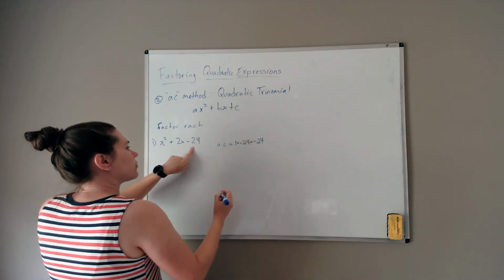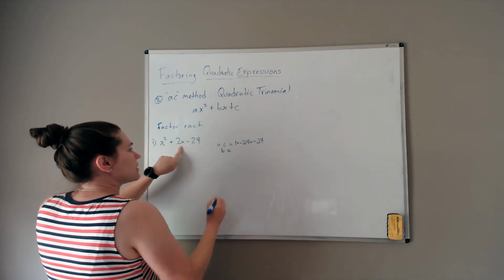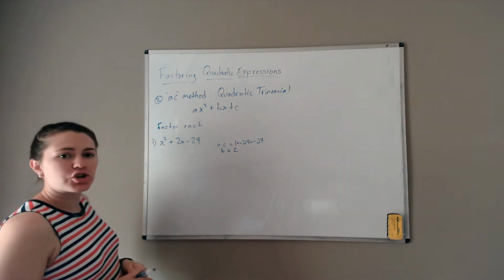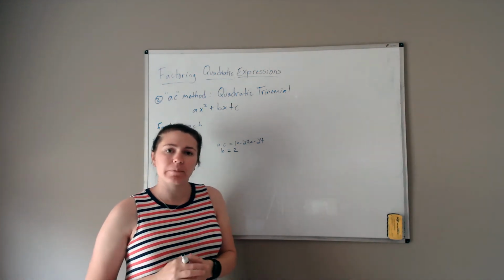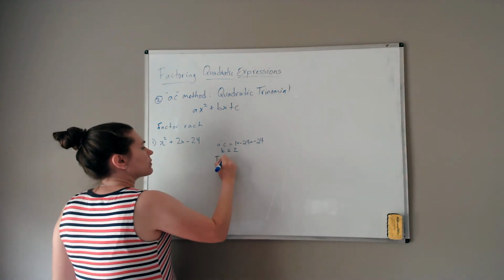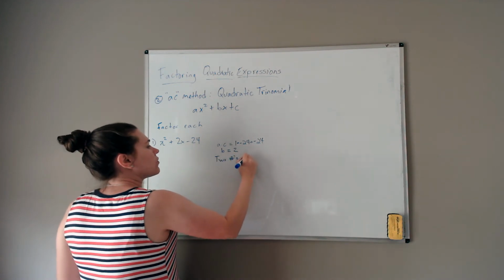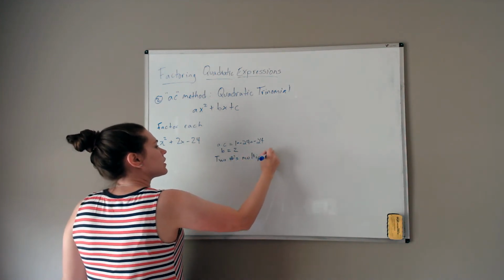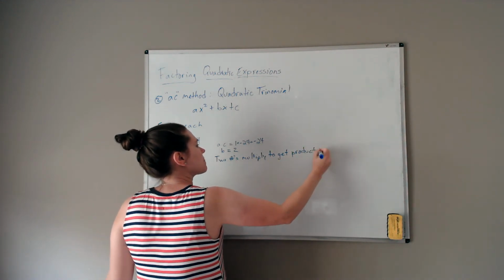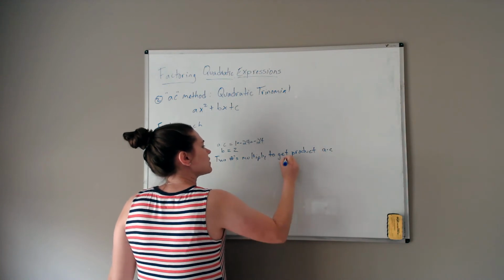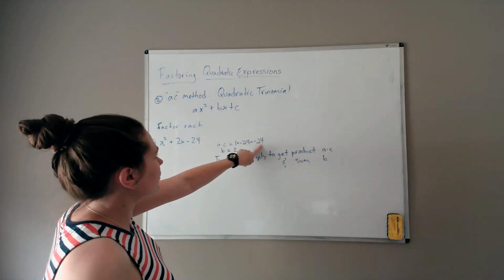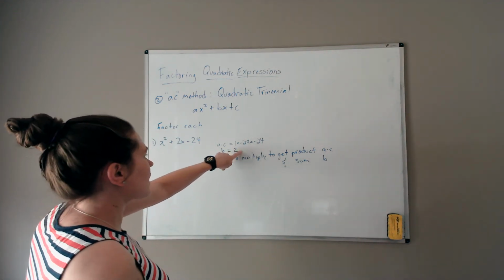Okay, negative 24. Then you write down what b is. B is positive 2. So what we're going to do is actually the opposite of distributing two binomials here. What you do is you look for two numbers that multiply together to get a product of a times c and a sum of b. So what two numbers multiply together to give you negative 24 and add together to give you 2?